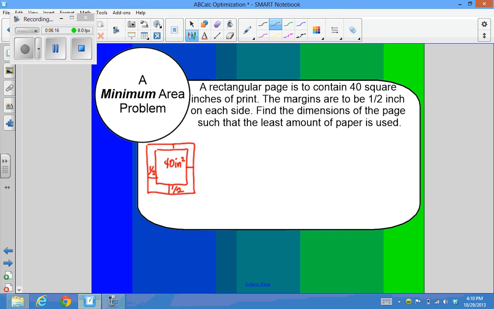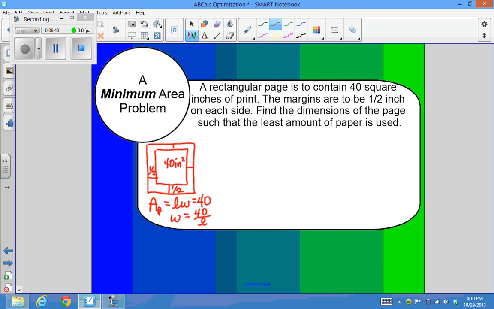If I know that this area right here is 40 square inches, then I know that the area of the printed part, I'm just going to put a P for printed, equals length times width equals 40. So then I can solve for either length or width, it doesn't matter. Let's just say W equals 40 over L. And I'm going to need to use that.